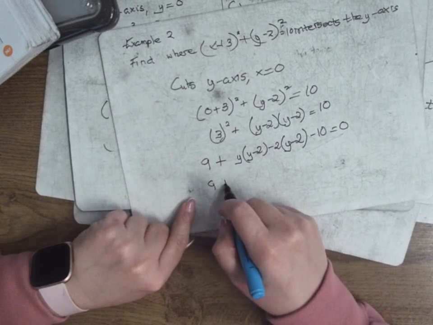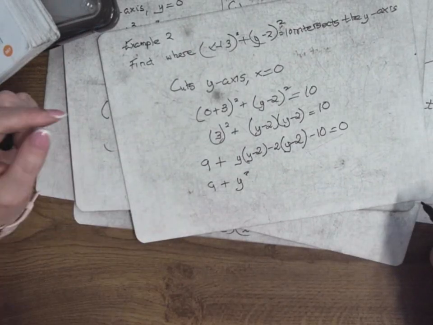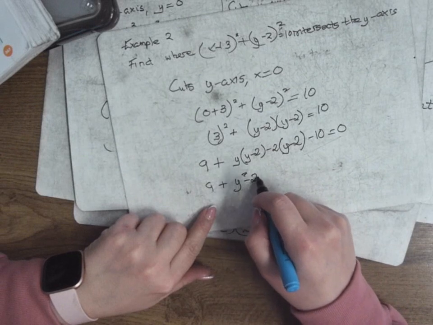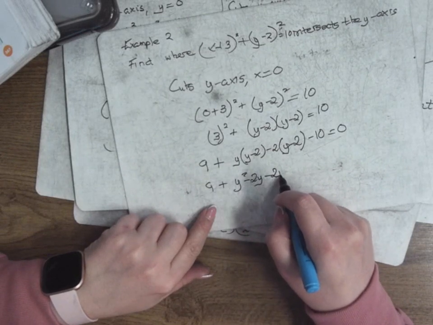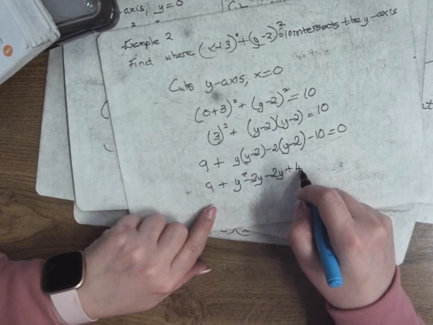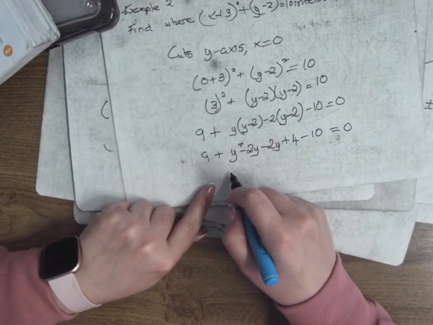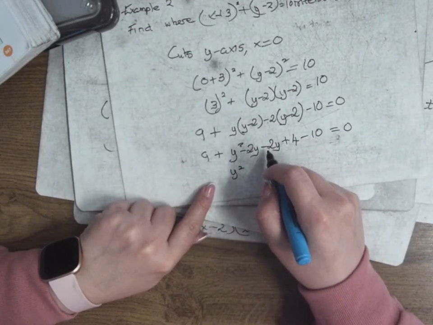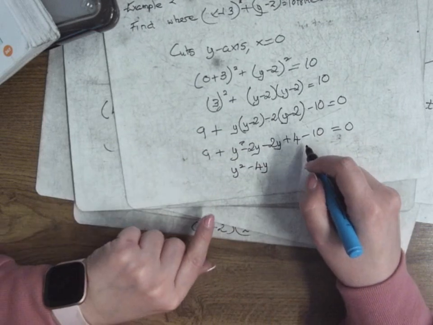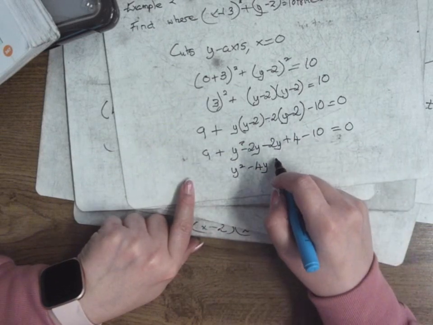Then we have 9 plus y squared. Why are they moving upstairs? Like there's 10 minutes left in class. What are you doing?